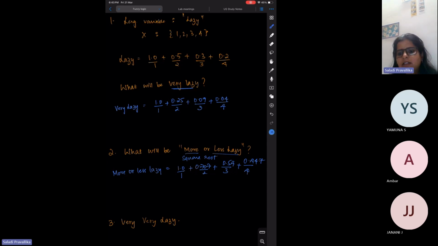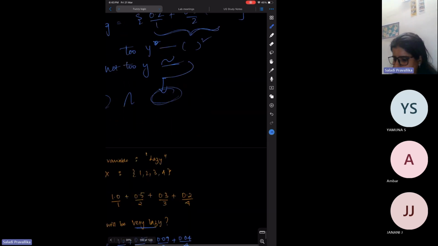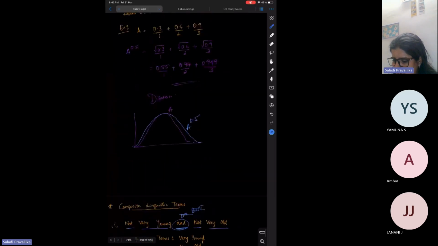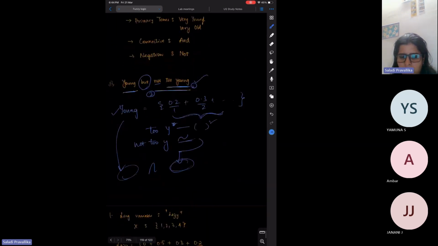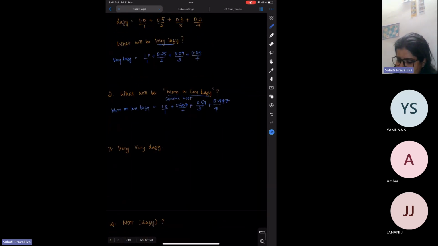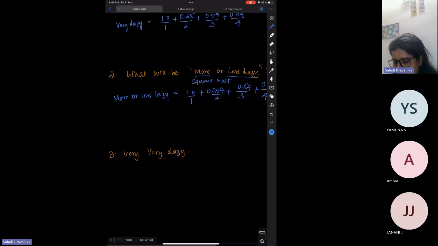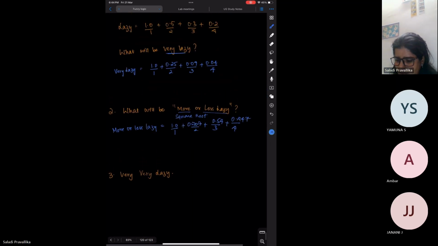Yes, for slightly lazy also, we'll take square root. I have already mentioned it when I was discussing dilation. Whenever there is a word slightly, even then you'll take square root. Okay, then let's look at very, very lazy.